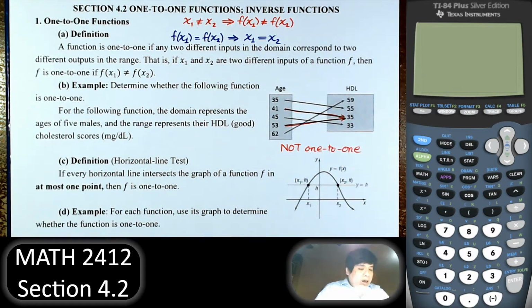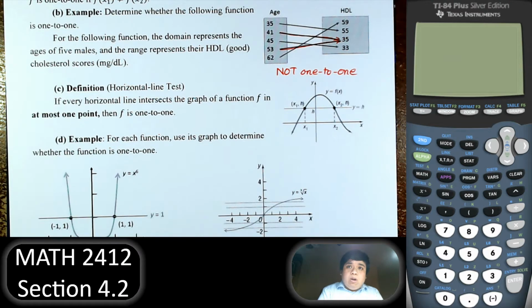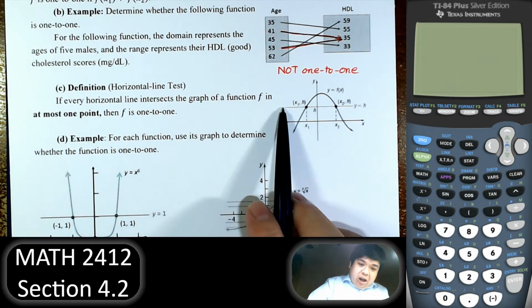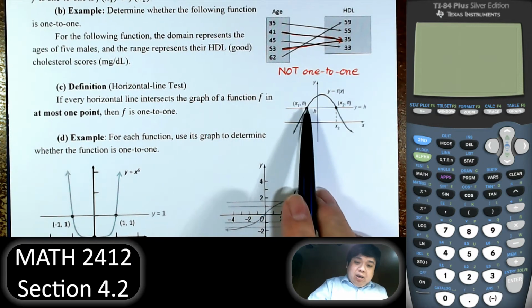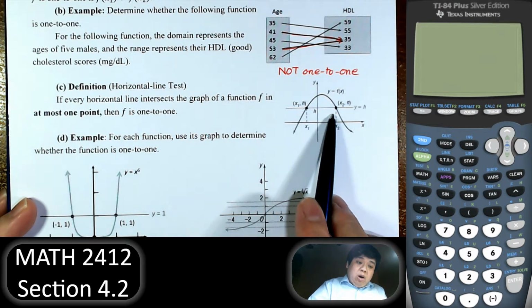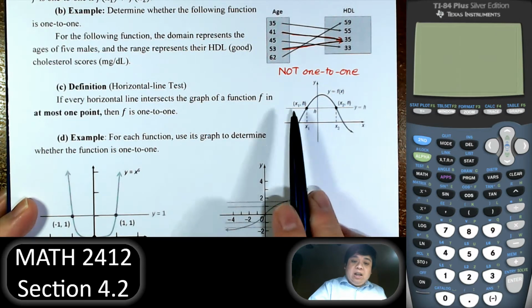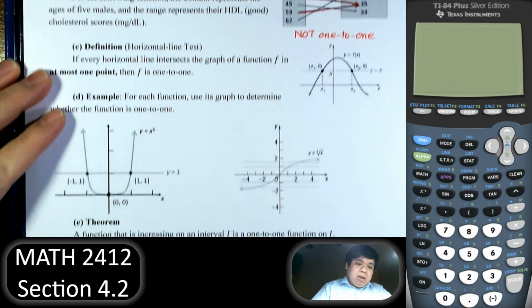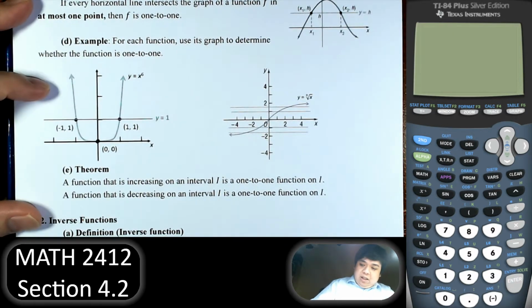If we have the graph, then we can use the horizontal line test to test a function. If we draw a horizontal line and it cuts the graph at more than one point, it is not a one-to-one function. So this is not a one-to-one function, because the horizontal line here cuts the graph at 2 points, so it's not.